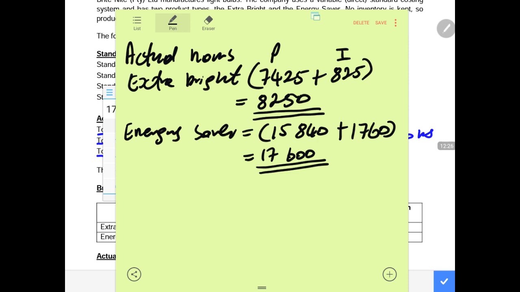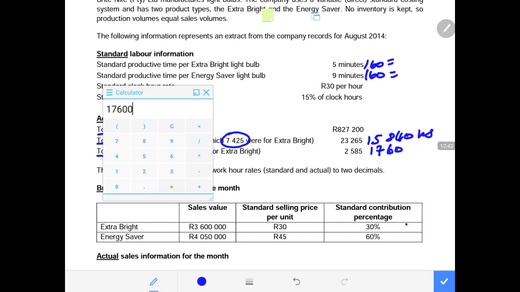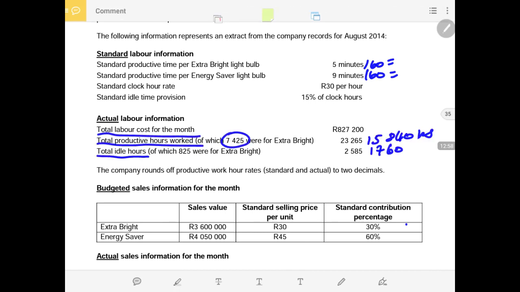Now we have our hours. This column is productive, this one is the idle hours. I'm using abbreviations to minimize space. Remember, these are the actual hours for these two products, so we have that information sorted out. Now remember, we're given the total cost of labor, and we know that the sum of the two are the total hours, both productive and idle time hours.